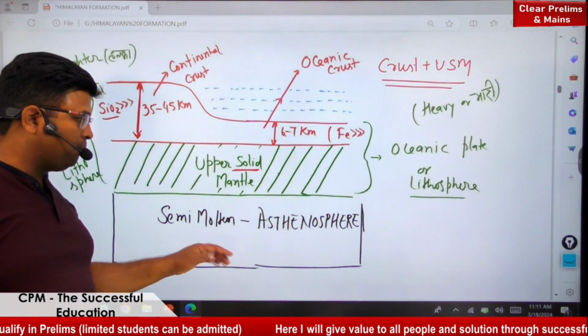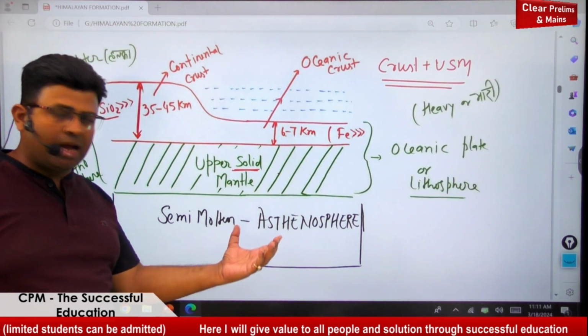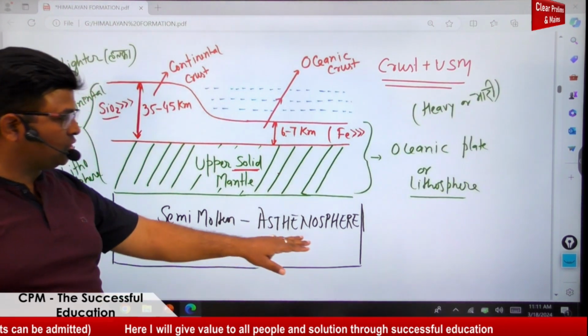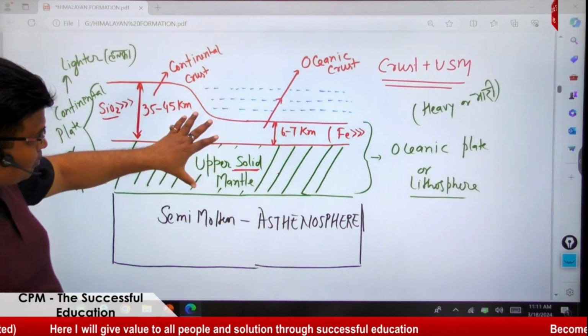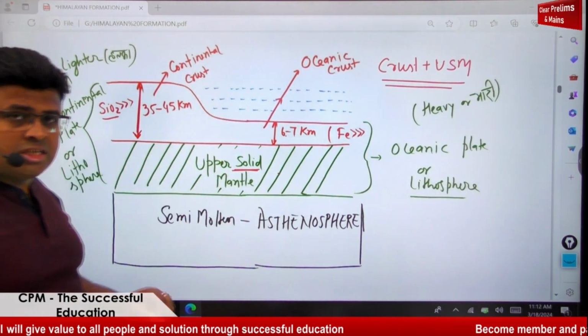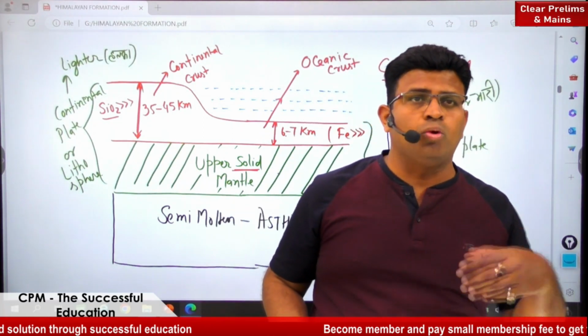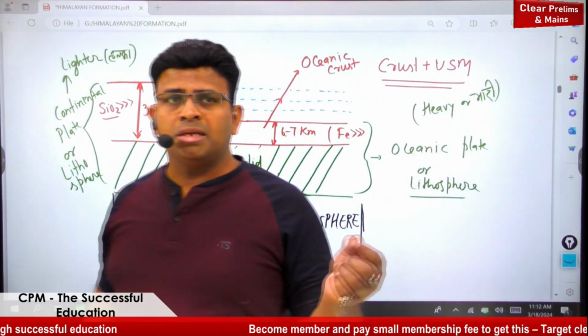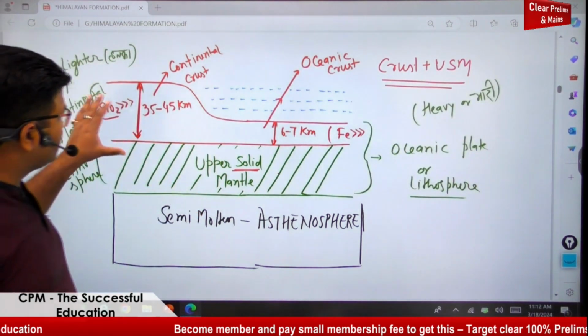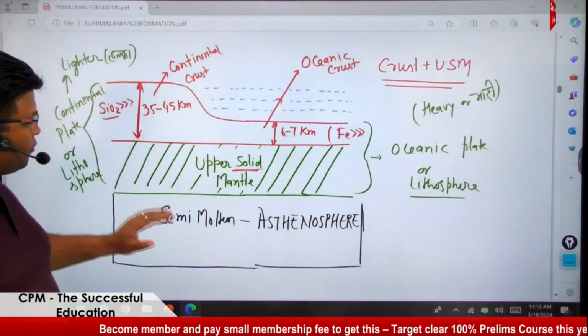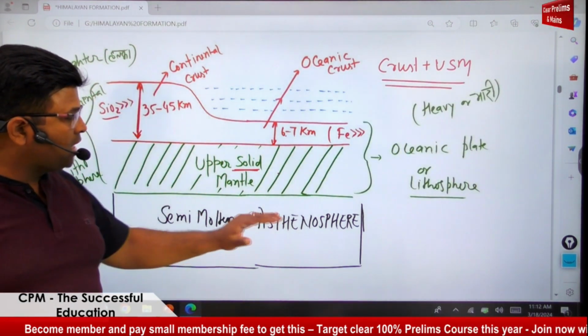Thereafter we'll have to see that this plate or lithosphere is floating over something below in the mantle. In the mantle there is a semi-molten layer, which is known as the asthenosphere. So this plate is floating over the semi-molten asthenosphere, like a ship floating in the sea. Yes or not? Similarly, this plate is floating over the semi-molten asthenosphere.